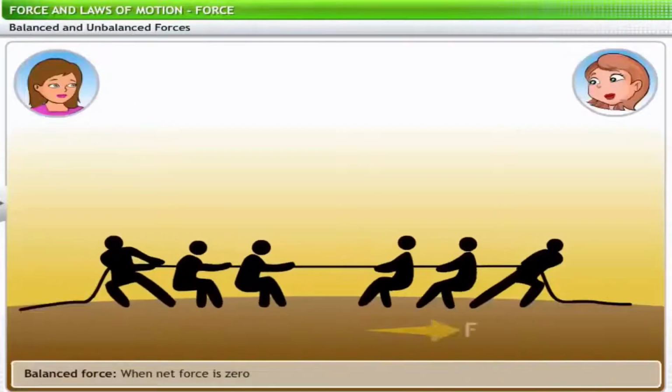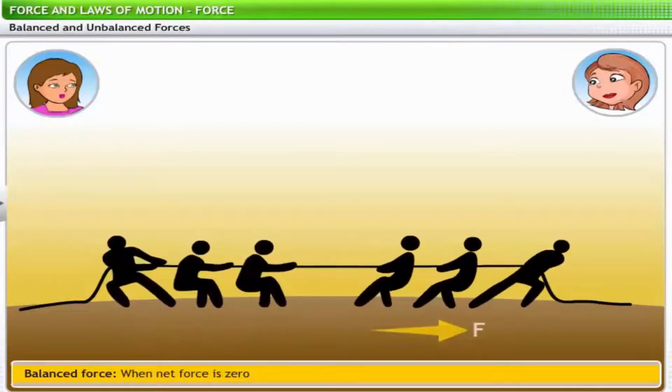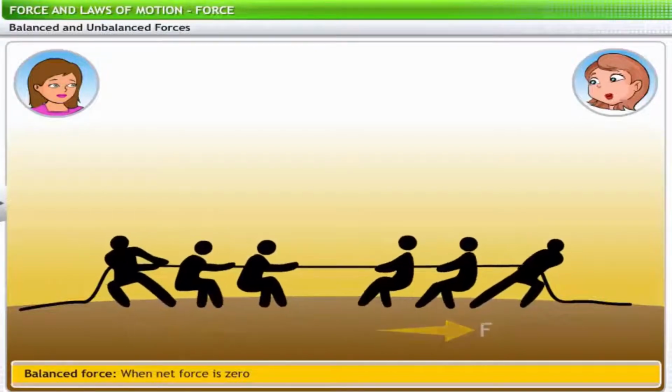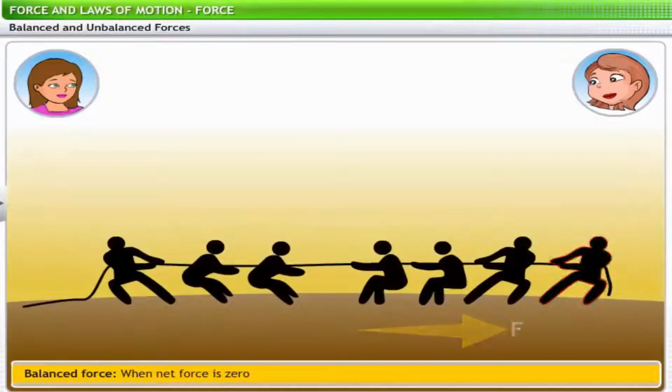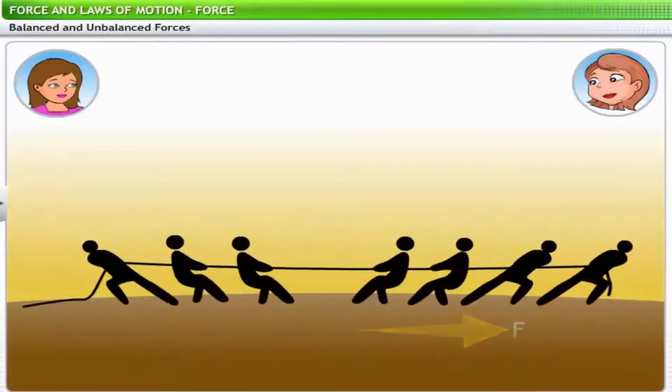In case of multiple forces acting on a body, when the net force is zero, the forces are known as balanced forces. For example, this game of tug-of-war. Doesn't look like this game is going to end. Neither of the teams seem to be making any progress. Yes, this game will have to be a draw, unless we do something to tip the balance of the force. Let's see what happens if we add a person on one of the teams.